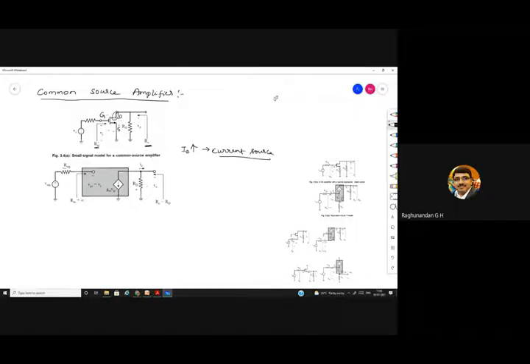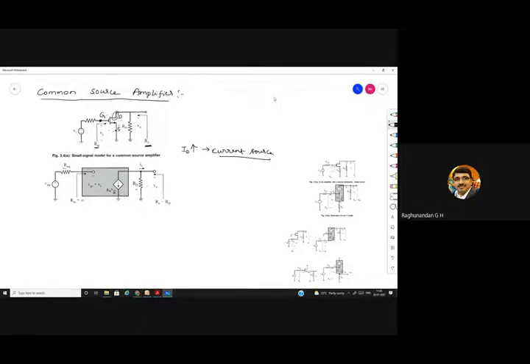But this current source is not an independent source. It's a dependent source. That's why we use the rhombus symbol. It is a dependent current source. As I told, this is a dependent current source. It is dependent upon VGS. What is VGS? It is the voltage which is connected between the gate and the source.